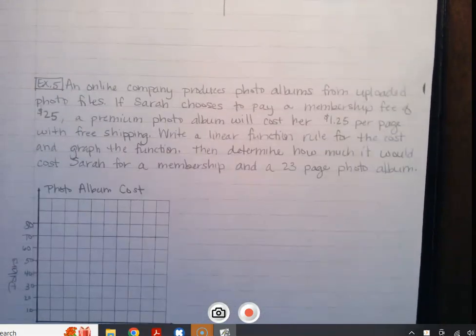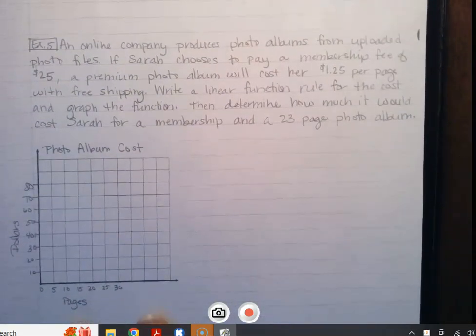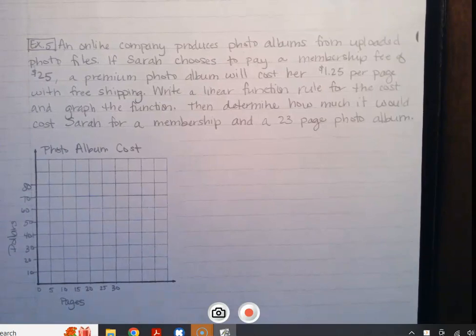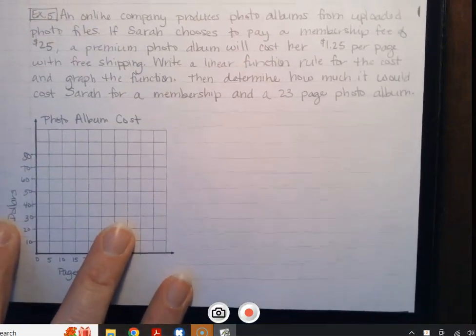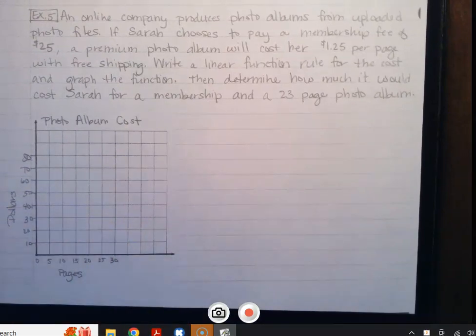All right, so let's look at this real-world problem here. An online company produces photo albums from uploaded photo files. If Sarah chooses to pay a membership fee of $25, a premium photo album will cost her $1.25 per page with free shipping. Write a linear function rule for the cost and graph the function. Then determine how much it would cost Sarah for a membership and a 23-page photo album. I know this sounds like a lot, but it's totally doable.